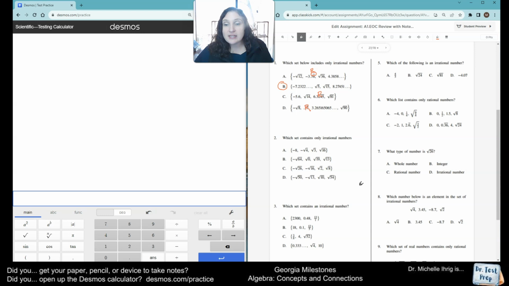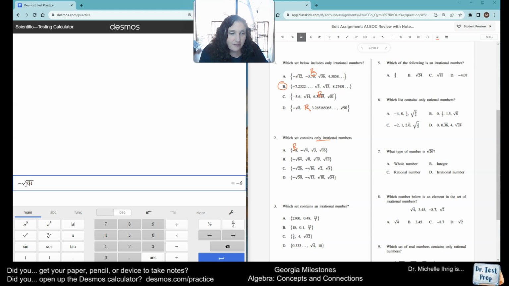So it says which one contains only irrational numbers. So I've got this -8. Well, I don't even have to type that in. It's a whole number. It's an integer. There's no decimal, so I know that one's fine. Then I'm going to type in the negative square root of 4. It's an integer, no decimal. That's fine. So right away, this is a rational number. I can stop because it wants only irrational. So now I'm going to type in negative square root of 64. I get an integer. This is rational. I don't have to check anything else.